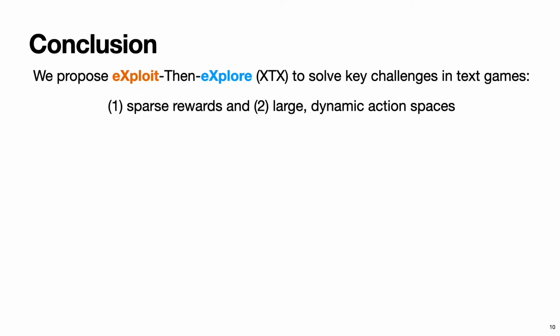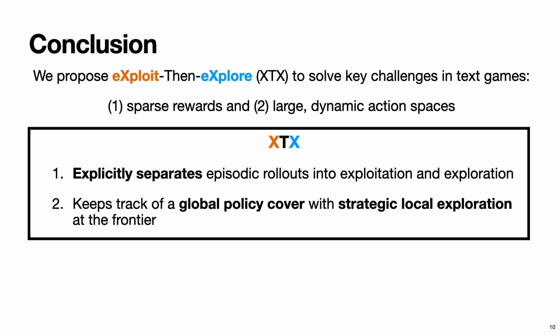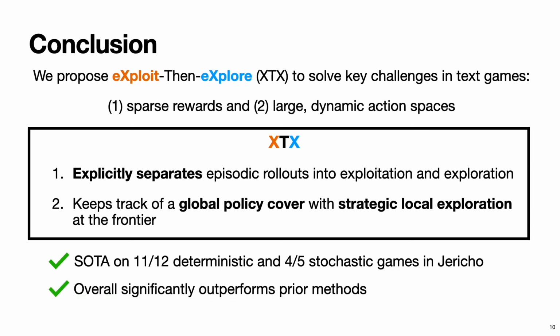In conclusion, we propose XTX, an algorithm that tackles several key challenges in text games, namely sparse rewards and the presence of large, dynamic action spaces. To address these challenges, XTX explicitly separates episodic rollouts into an exploitation and exploration phase, as well as keeps track of a global policy cover with strategic local exploration at the frontier. Overall, we see that XTX achieves state-of-the-art scores in Jericho, significantly outperforms prior methods overall, and performs especially well in the famous game of Zork 1, where it pushes the previous state-of-the-art by more than 2x.